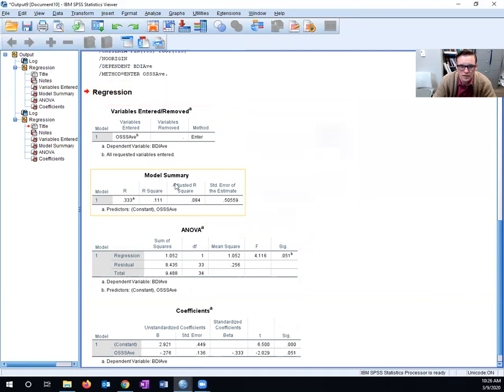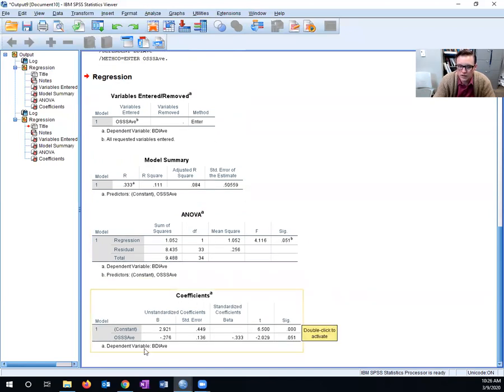Again, in the model summary, by looking at the R-square, we can see the proportion of variance in depression accounted for by our predictor, social support. So about 11% of the variance, and I'm doing that by moving the decimal over twice. About 11.1% of the variance in depression is being accounted for by the variance in social support. And I'm going to call that significant at the 0.05 level. If we round that, it would be 0.05.